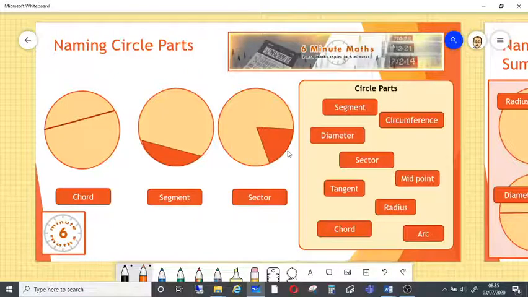And then we've got another part here which is using two radiuses from the centre to the edge, and then the bit that's shaded in the middle is called a sector. And that's rather like a slice of cake, so I always remember it by a slice of cake is the sector.